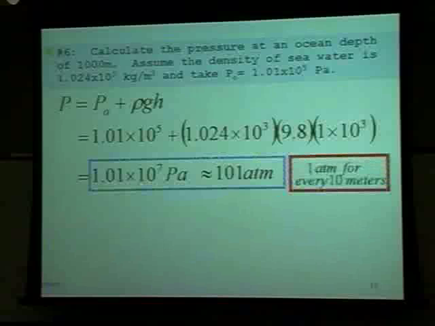A good rule of thumb, and one that you can possibly use for a lot of problems, is that for every 10 meters you go down in water, you add an atmosphere of pressure. 10 meters down in water is an atmosphere of pressure, 33 feet. So if you go down 1 kilometer, you're going down 100 sections of 10 meters. So you add 100 atmospheres. How much can a human body bear? Excellent question. Very glad you asked that question.